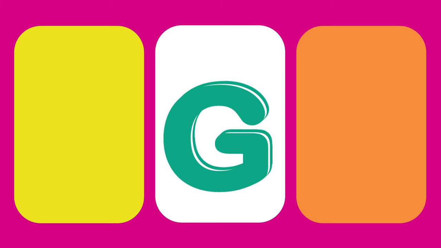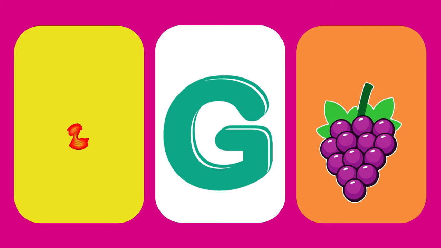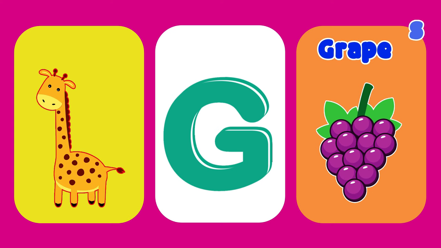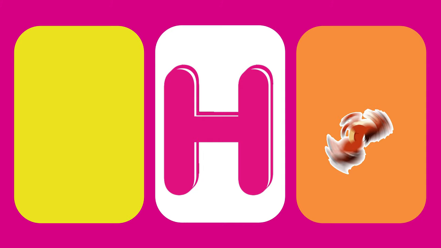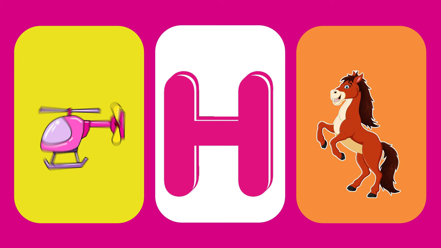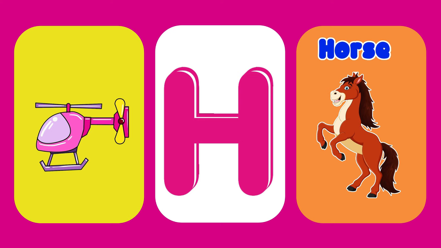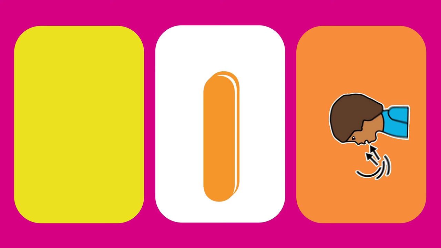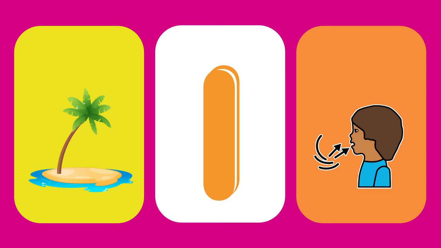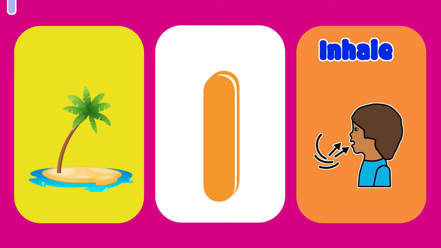G: grapes, giraffe. H: horse, helicopter. I: inhale, island.